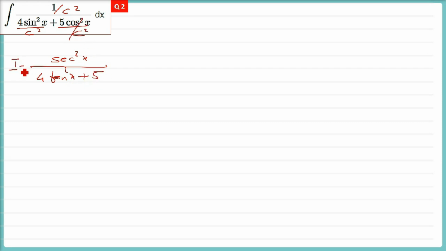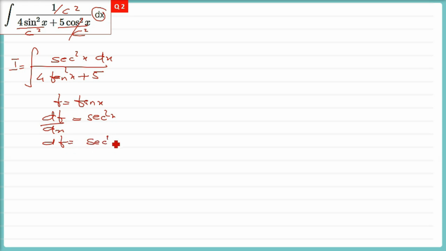Now this is integration. In the previous question what did we do? I told you that sec square x will come from tan x. So just take t equals tan x. dt by dx will be what? Derivative of tan x is sec square x. So dt will be equal to sec square x dx. So the numerator you got, the denominator also you got. This integration will become the integration of dt over 4 tan square x plus 5.